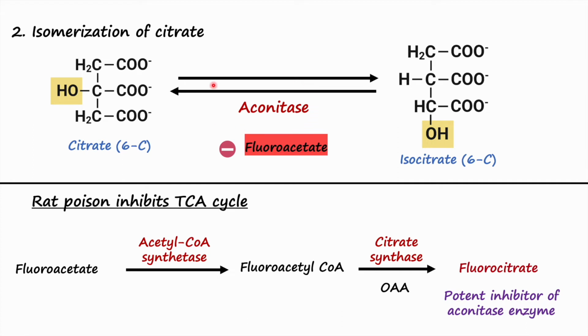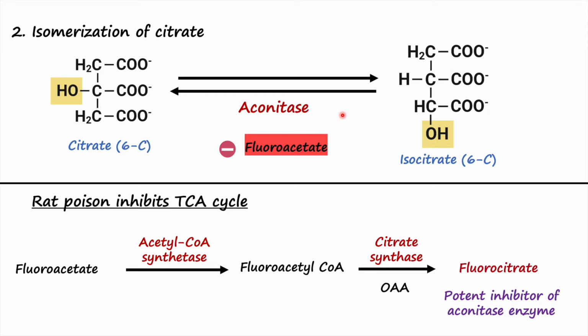Therefore, inhibition of aconitase enzyme leads to the accumulation of citrate in the cells. And when there is an accumulation of citrate in the cells, we just learned that an increase in citrate level can itself inhibit the enzyme citrate synthase. And hence, it also inhibits the TCA cycle. So basically, rat poison inhibits TCA cycle by inhibiting aconitase enzyme. So this is the second reaction of citric acid cycle, which is the isomerization of citrate.